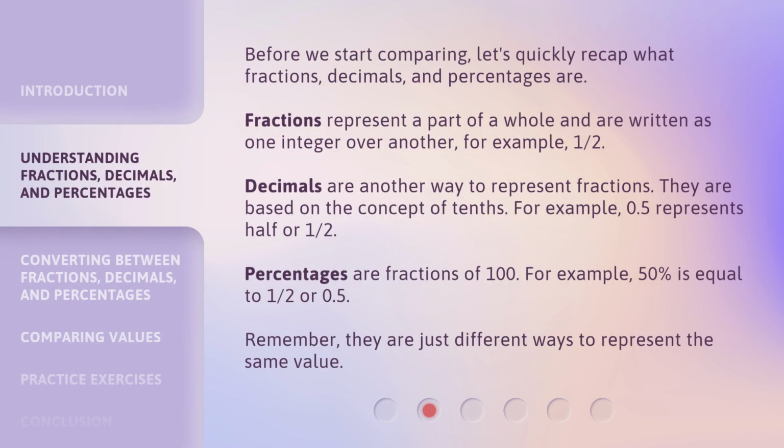Before we start comparing, let's quickly recap what fractions, decimals, and percentages are. Fractions represent a part of a whole and are written as one integer over another, for example, 1/2. Decimals are another way to represent fractions. They are based on the concept of tenths. For example, 0.5 represents half or 1/2.